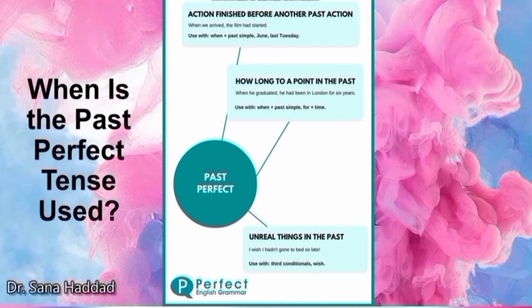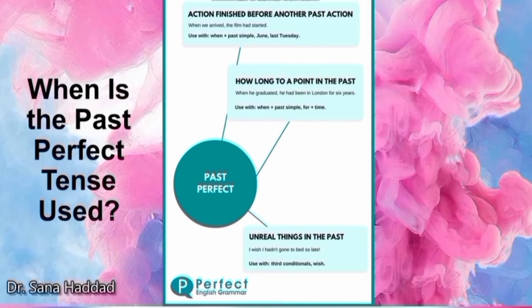The past perfect is also used with how long to a point in the past. For example, when he graduated, he had been in London for 6 years. This means that he had been in London first for 6 years and then he graduated. So after being in London for 6 years, he graduated. We can use this with when plus past simple and with for plus time.